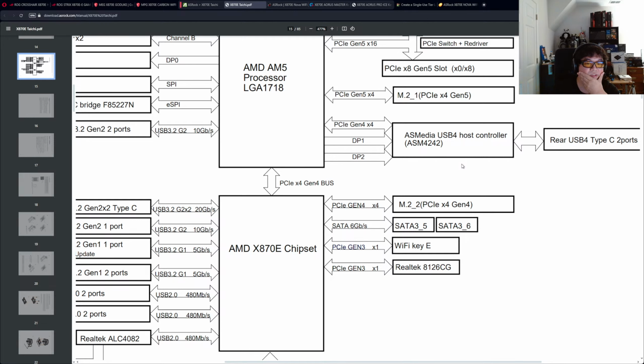Is X870E for non-overclockers too? Yeah, of course. You don't have to do overclocking on it.